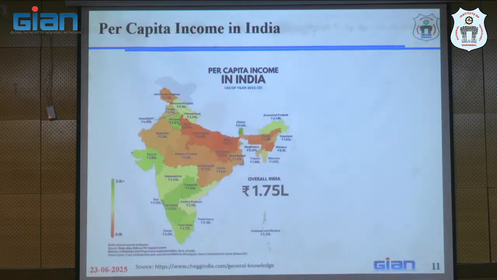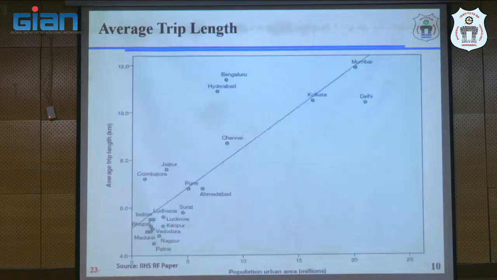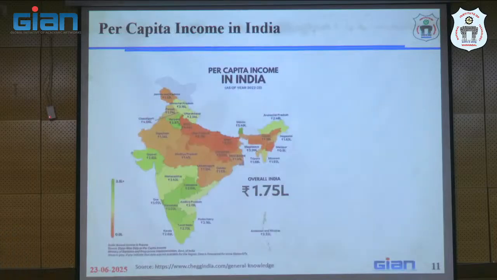So why is it happening actually? Why will the trip lengths of the different categories of modes be increasing? If I am taking a car, particularly, people are accessing in Hyderabad almost a 20 kilometer radius, because the most important factor will be your per capita income. This is also according to the 2011 census.